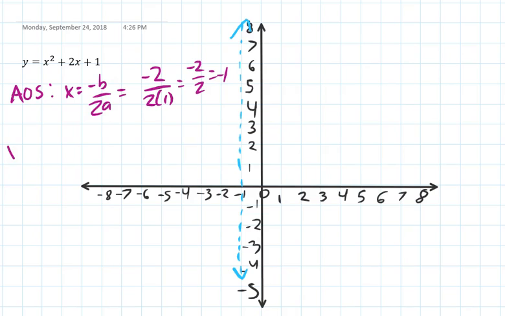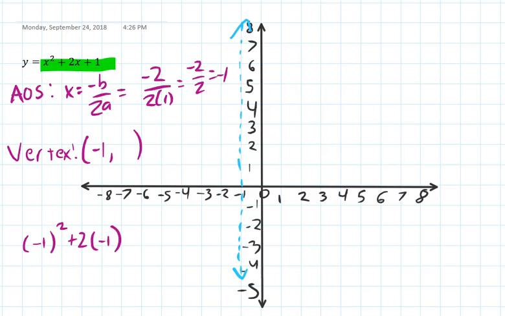My vertex for this is going to have an x coordinate of negative 1. The y coordinate I get by plugging that negative 1 back into my original equation. If I plug a negative 1 into that, I'm going to get negative 1 squared plus 2 times negative 1 plus 1. So 1 minus 2 plus 1. Oh, that comes out to 0. So my vertex must be negative 1, 0. So I go to negative 1, 0. That's my vertex.